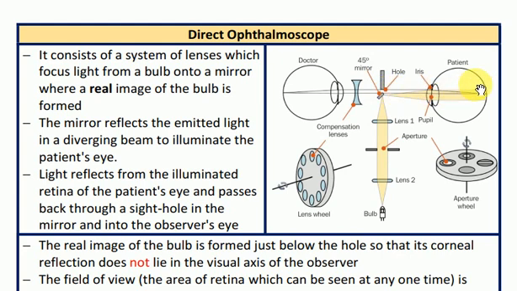The area of retina which can be seen at any time is called the field of view. It is governed by the projected image of the sight hole on the retina, the sight hole being the hole in the mirror or the observer pupil, whichever is the smaller. The image of the sight hole is constructed using a ray through the nodal point N and a ray parallel to the visual axis, which is refracted by the eye to pass through its posterior focal point.